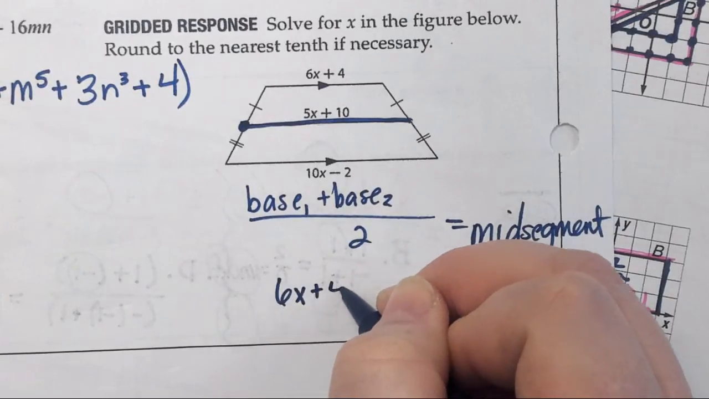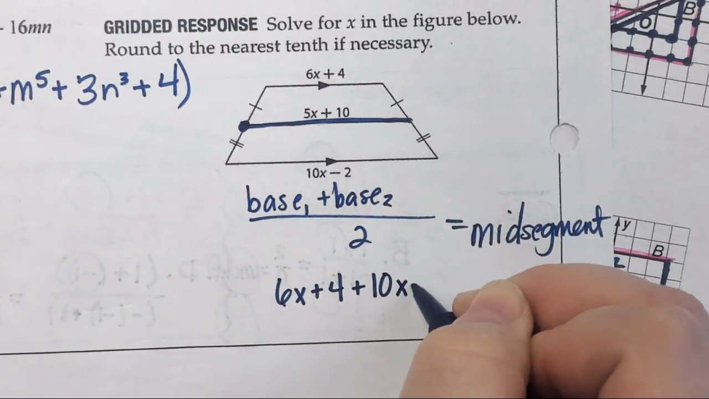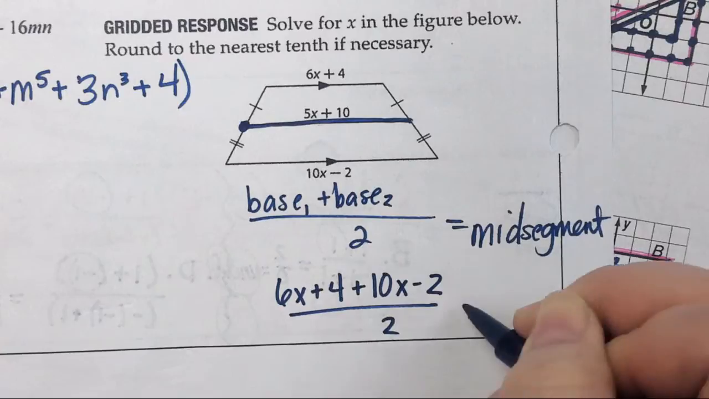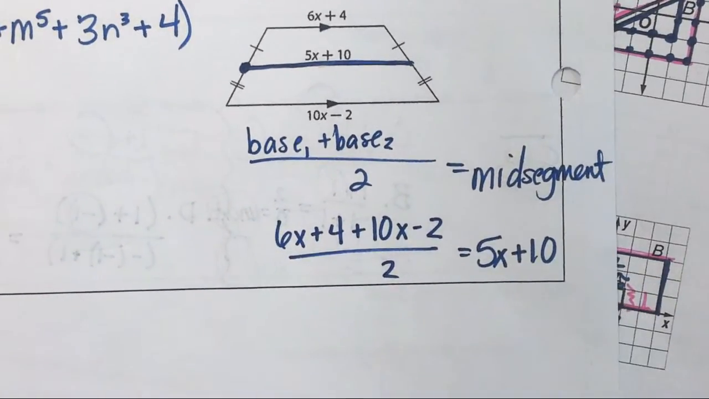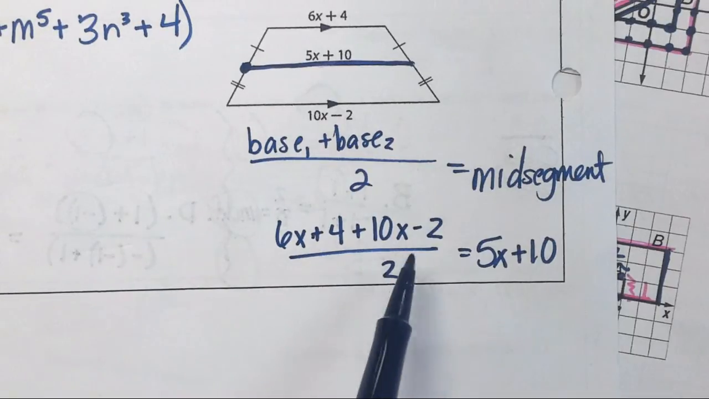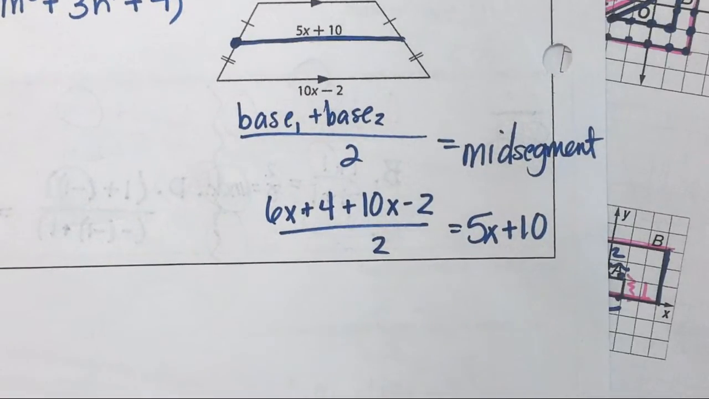So 6x plus 4 plus 10x minus 2, all divided by 2 equals 5x plus 10. I'm just plugging in pieces. That was base 1. That was base 2. That was the mid-segment. What was your next step? Because I can do this 2 different ways from here. This is what first period said as well. I can do that, but if you instead combined like terms first, that would work as well. Either way is going to be fine.